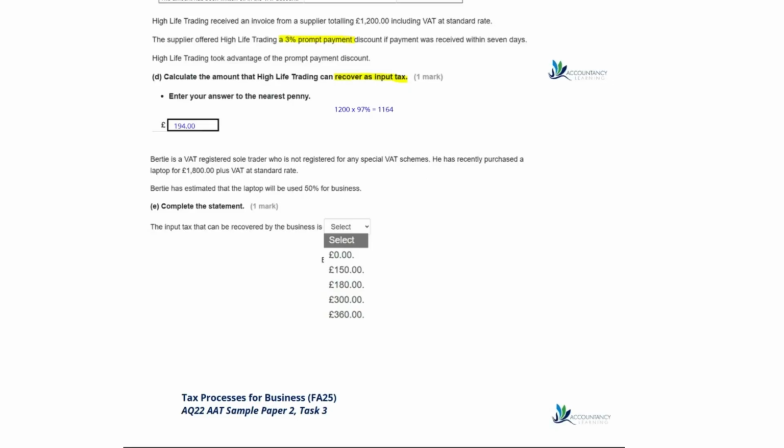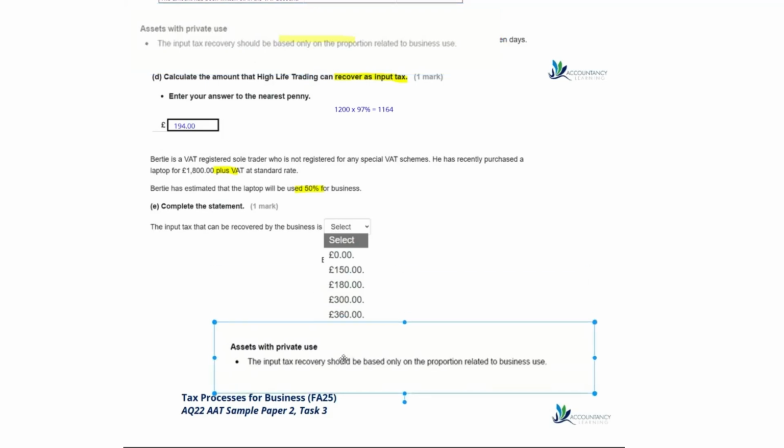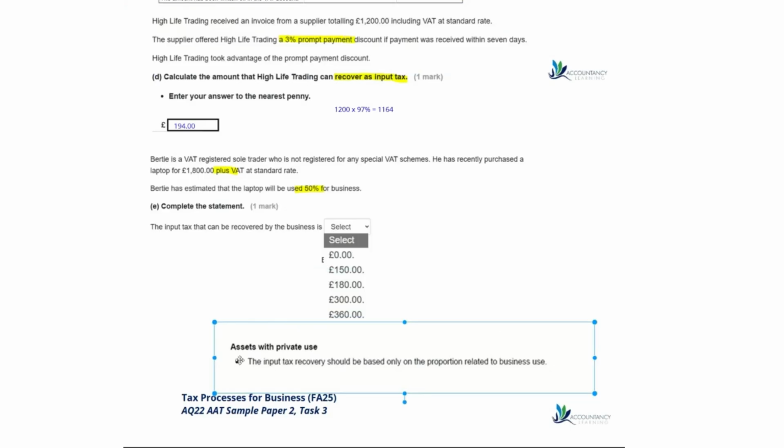Bertie is a VAT registered sole trader who's not registered for any special schemes. He has recently purchased a laptop for £1,800 plus VAT at the standard rate. He's estimated that the laptop will be used 50% for business. So reference material 11 will give us some information that we can use for this. And it says that the input tax on assets can only be recovered based on the proportion which is related to business use. So we've only got 50%.